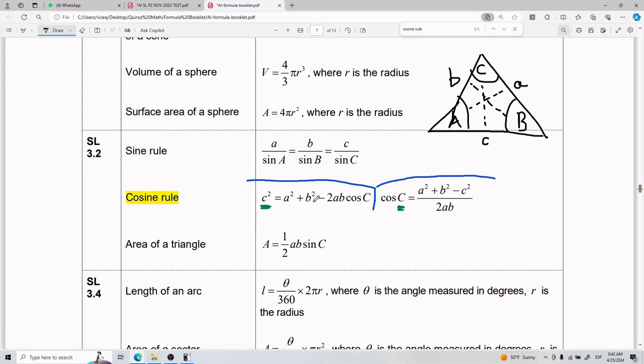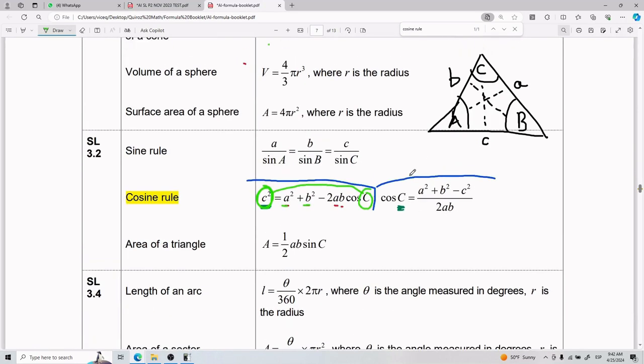And so for cosine rule, if you're looking for one missing side and you have the other two sides, and you have the angle of your missing side, you can use cosine rule. So again, if you're looking for one side, you have the other two, and you have the angle associated to that side, you can use cosine rule.